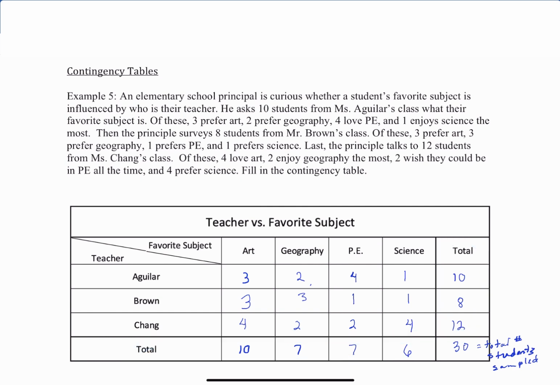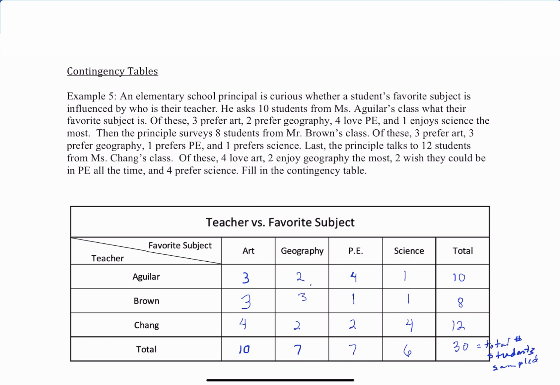So it's a useful check to at least add up both total rows and make sure we get the same number. So let's see. In the total row at the bottom here, 10 plus 7, 17, plus another 7 is 24, plus 6 is 30. That also confirms that our numbers seem like they're correct.